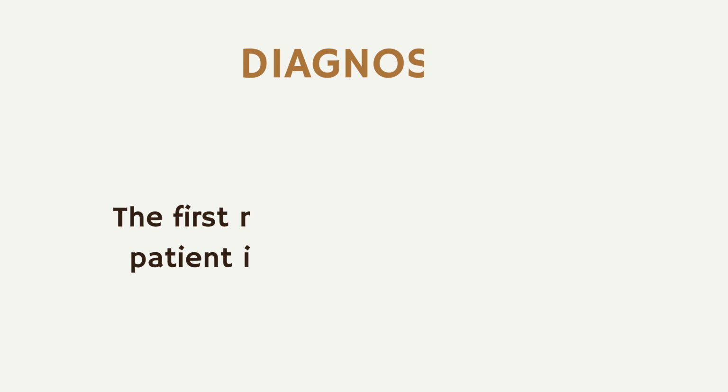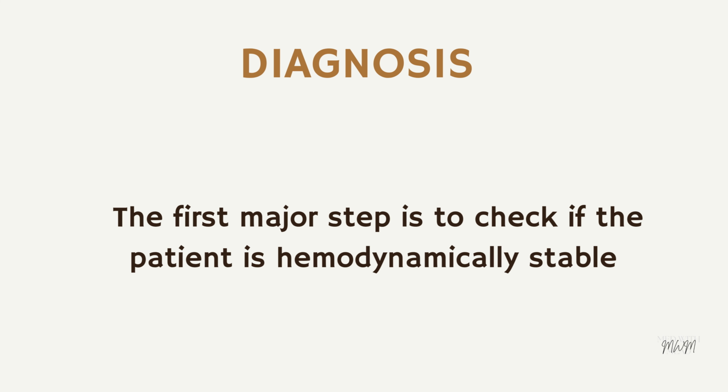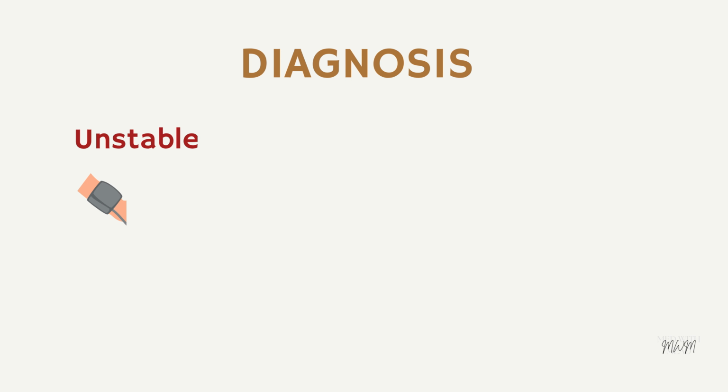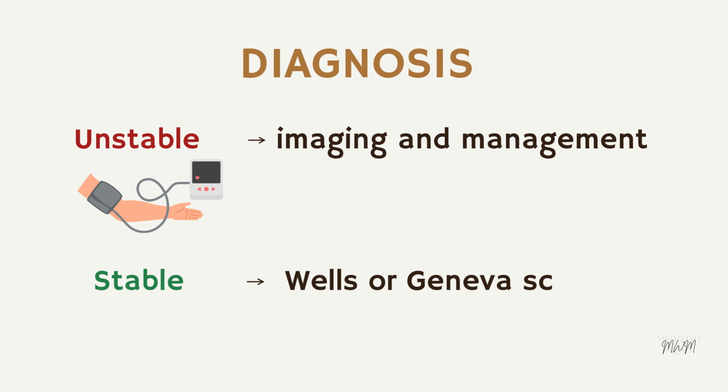The first major step is to check if the patient is hemodynamically stable. If unstable, which means the patient has hypotension, shock, or cardiac arrest, you don't delay for scoring or D-dimers, you move straight to imaging and management. If the patient, on the other hand, is stable, then we proceed systematically using the Wells or Geneva score to estimate pretest probability.